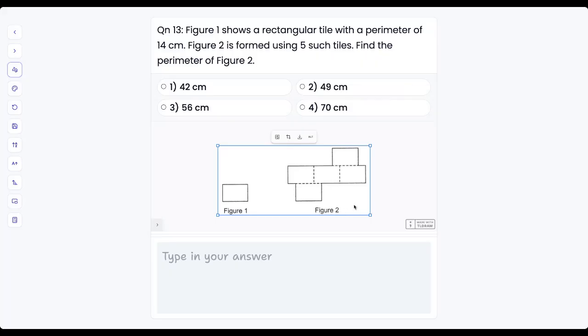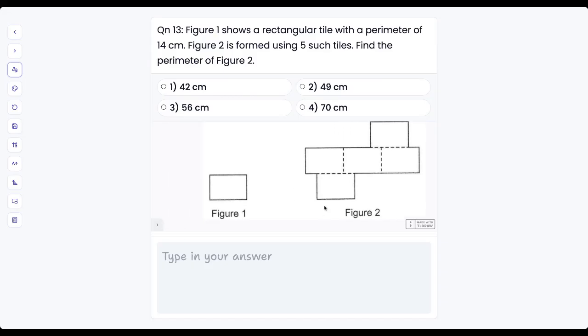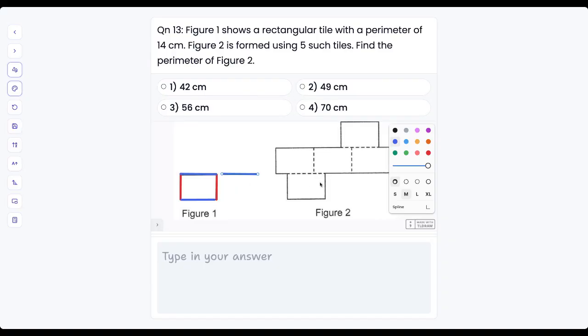Okay, so let's do this. I'm going to draw the different lines in different colors. So this is the red line. Okay, and then the other line is in blue. That's what you see over here. So from here, all you can do is just draw this out. Okay, so this is one.